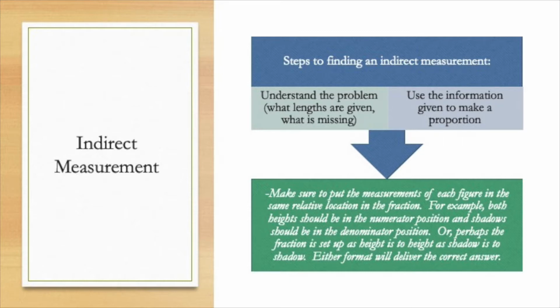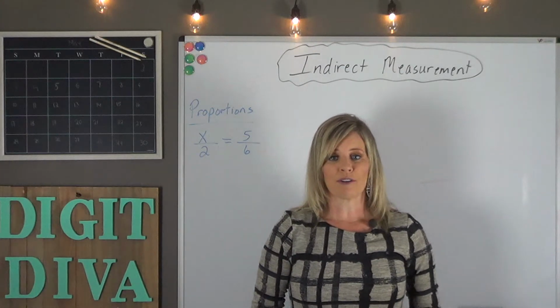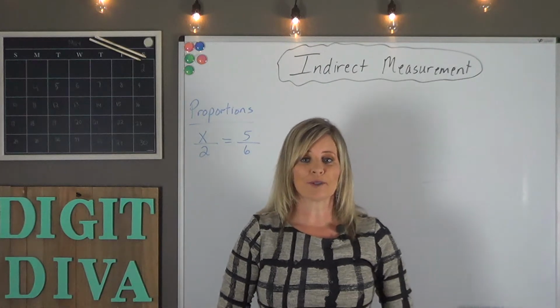For example, both heights should be in the numerator position and shadow should be in the denominator position. Or perhaps the fraction is set up as height is to height as shadow is to shadow. Either format will deliver the correct answer. So we're going to practice solving the problems both ways. All right, so let's look at our first problem.